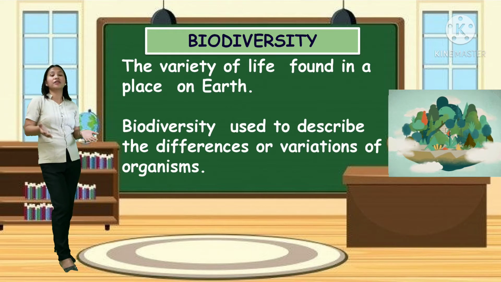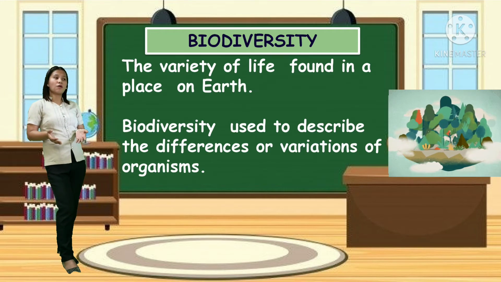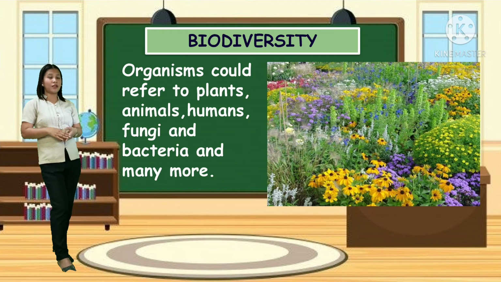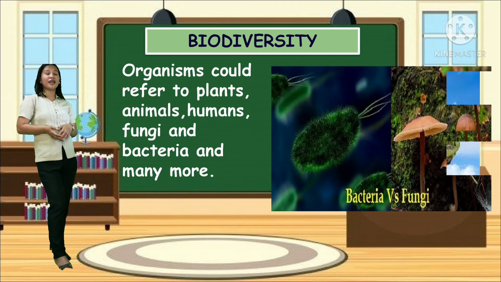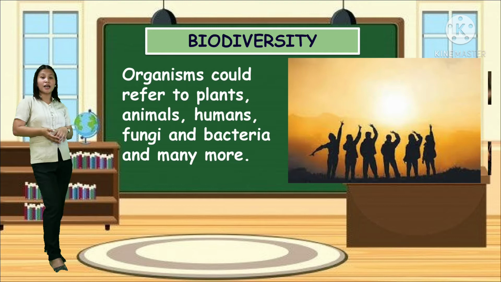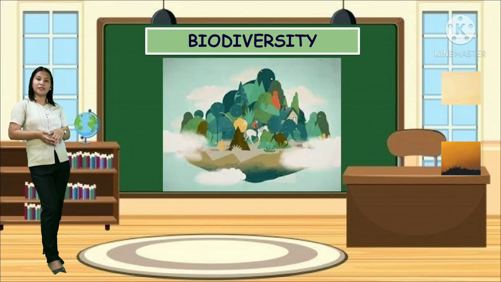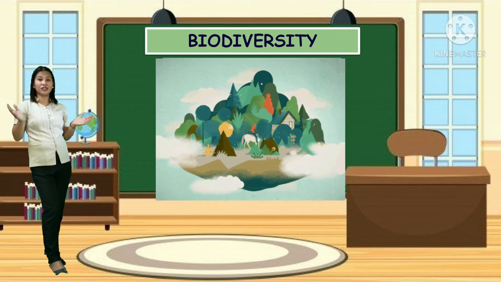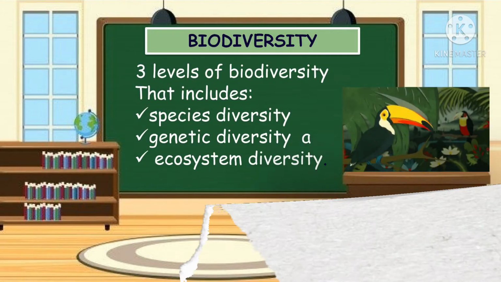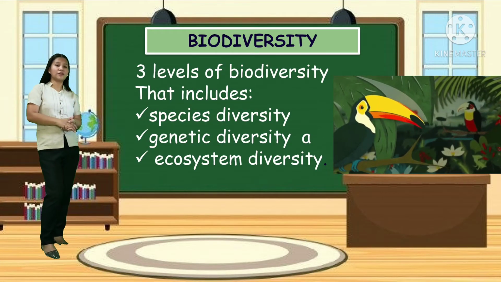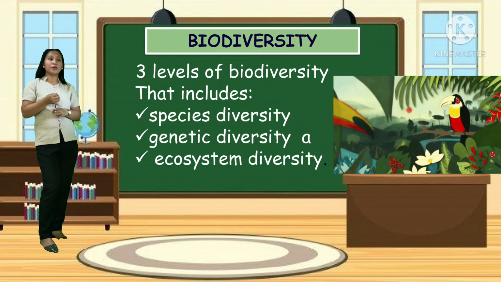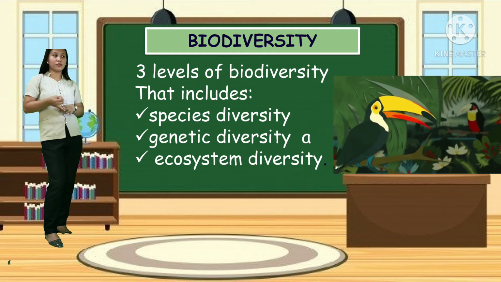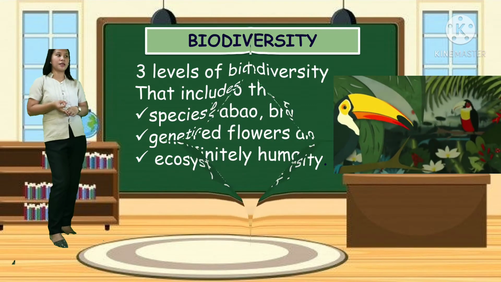Biodiversity is used to describe the differences or variations of organisms. And when we say organism, it could refer to plants, animals, fungi, bacteria, humans, and many more. Biodiversity tells us we are all interconnected. We have 3 levels of biodiversity. They are species diversity, genetic diversity, and ecosystem diversity.